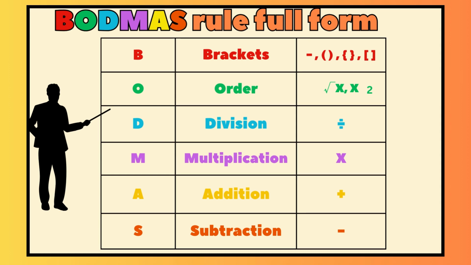O in BODMAS stands for order, which means simplifying exponents or roots. O is also used to represent of, which means multiplication. D stands for division, M stands for multiplication, A stands for addition, and finally S stands for subtraction.